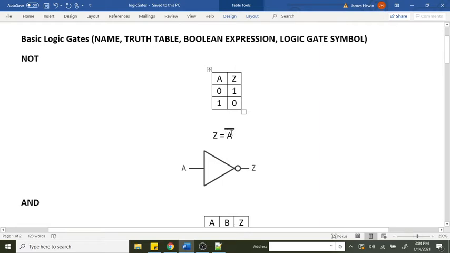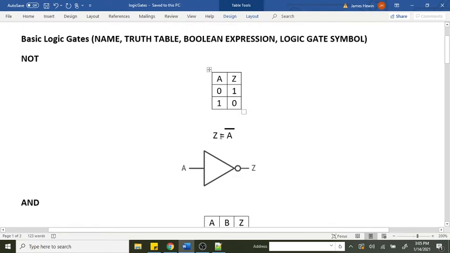So when you see a bar over a logic signal, that means that it's inverted. Okay, and then the symbol, the logic gate symbol, is this triangle with a bubble on the end. Okay, so the input A comes in. So if the input A is a logic level of a 0, the output of the gate for Z will produce a logic level of a 1. If the input is a logic level 1, the output will be a logic level 0.